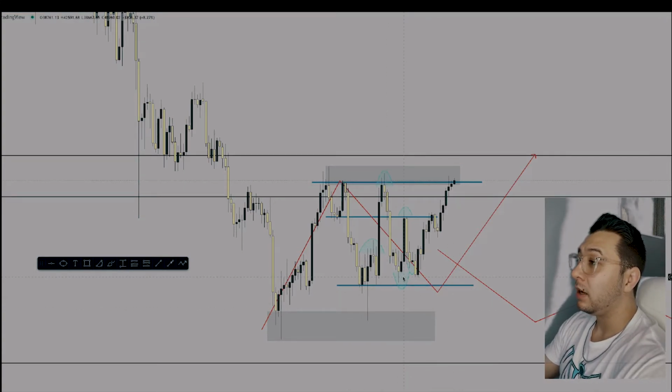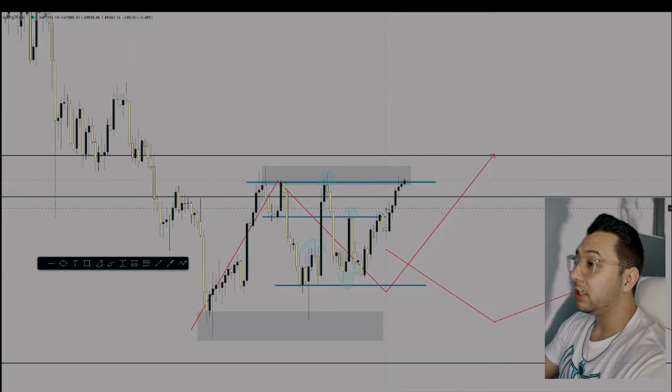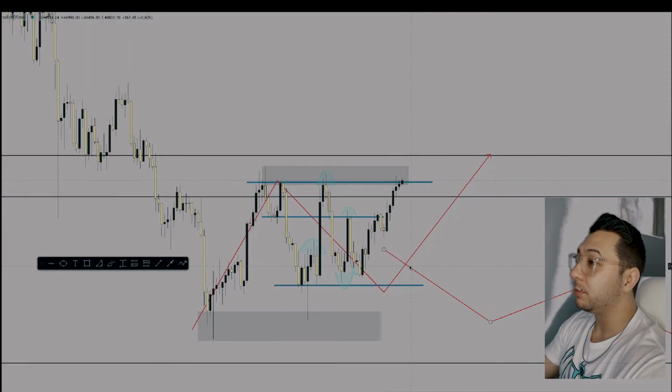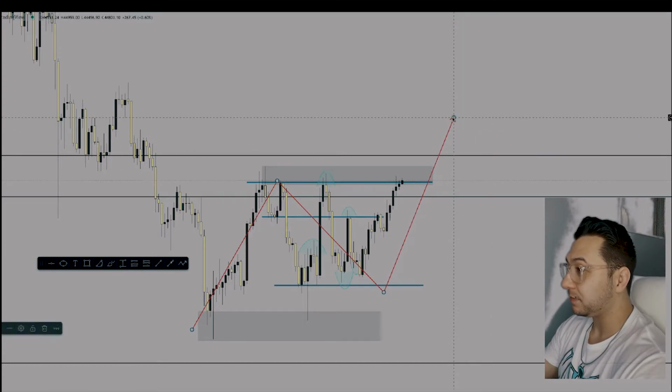And where we're at currently, this blue line needs to break. This blue level of resistance and gray zone needs to break in order to continue on with this bullish analysis, as I have illustrated with these red arrows.